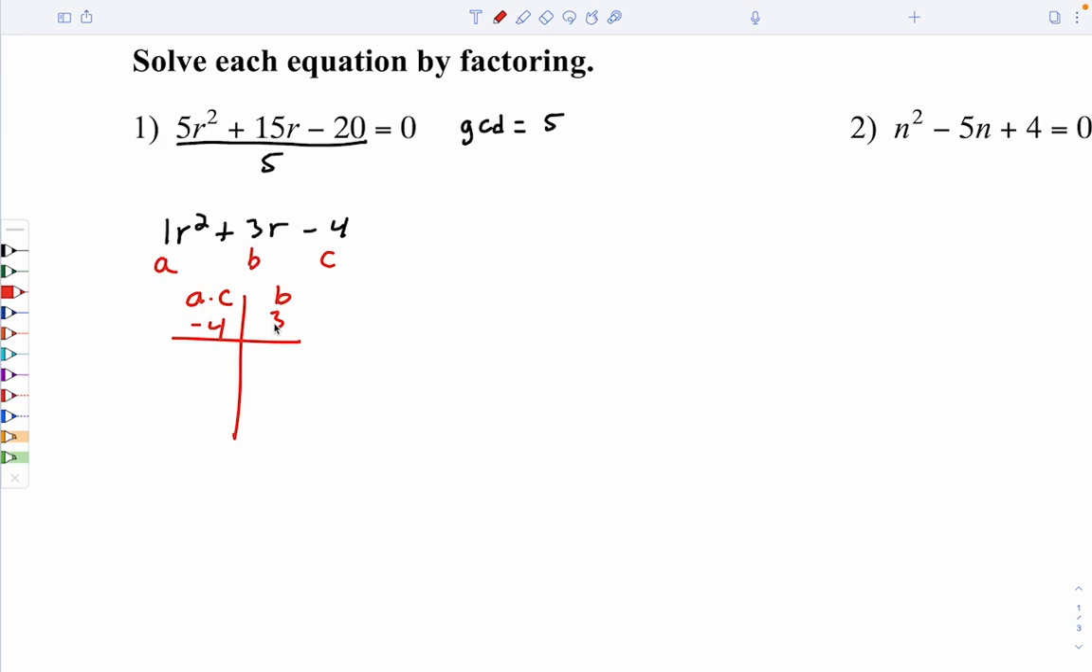Now, if you recall from before the break, this is like a number puzzle, right? The puzzle here is to find 2 numbers that multiply to make -4. So multiply to make this number, and also add to make that number. So I need to find 2 numbers that multiply to make -4 and add to make 3. What you got? Very good. Yeah, 4 and -1. So if you take 4 and -1, those 2 numbers multiply to make -4. And if you were to add them together, 4 plus -1, you would get 3. So that is the solution to this number puzzle.